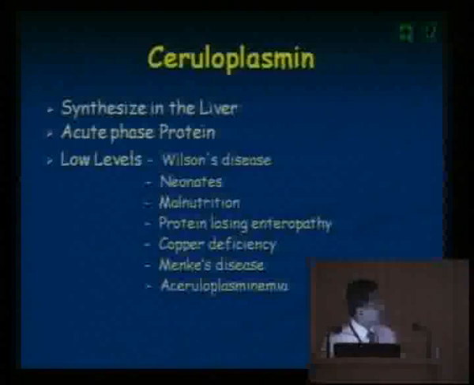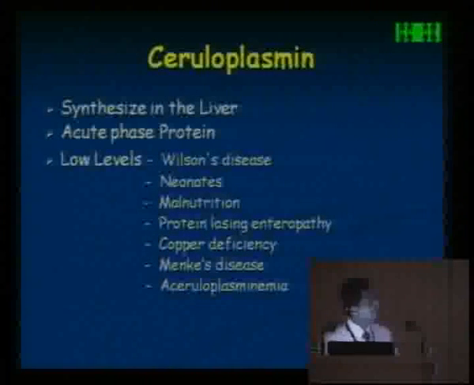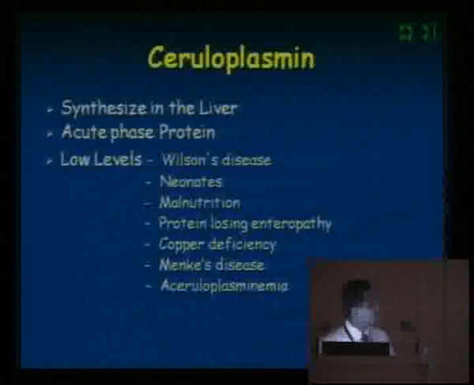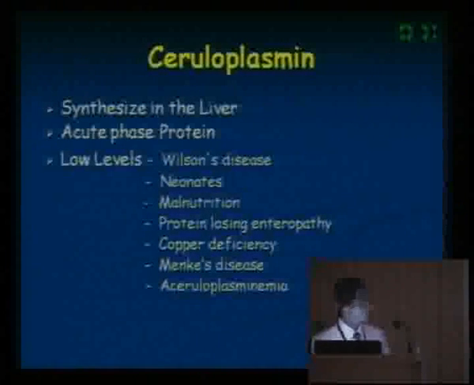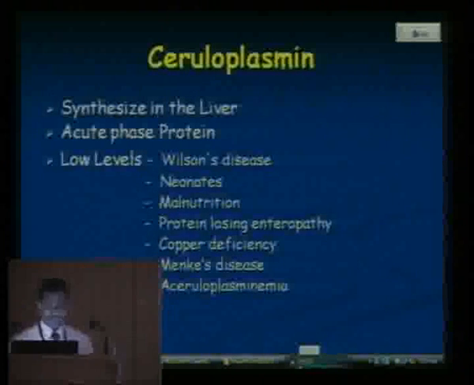Ceruloplasmin is synthesized in the liver, an acute phase protein like CRP. Low levels are found in Wilson's, simple malnutrition, neonates, and protein losing enteropathies, copper deficiency, Menkes disease, and aceruloplasminemia.